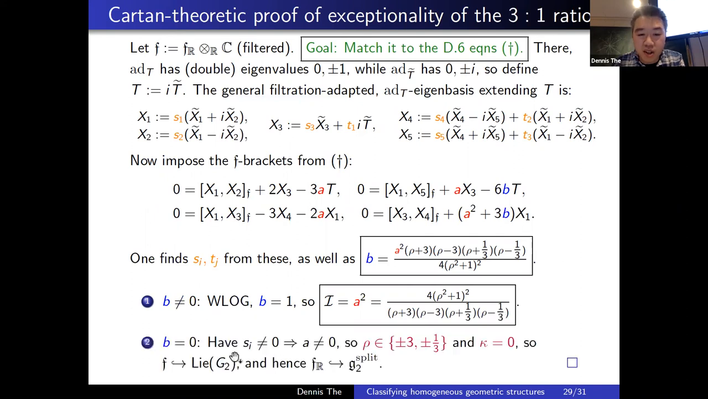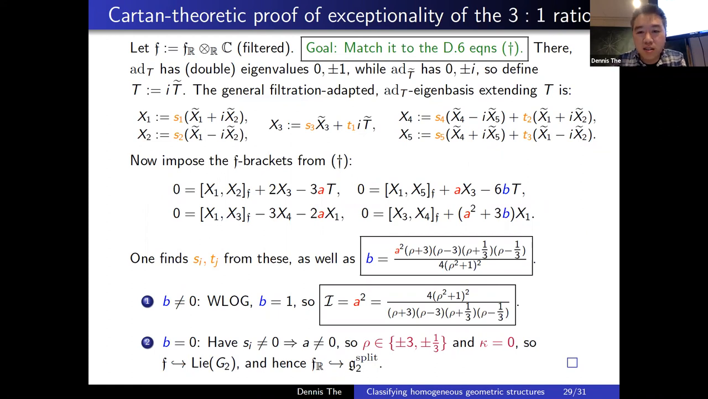But when B is equal to 0, so I have this A popping up here in the calculated expressions for S_i, these should all be non-zero. And it turns out that implies that A should be non-zero. So B is equal to 0 if and only if rho is plus or minus 3 or plus or minus a third. In this case, curvature is 0. So at the complex level, you get some embedding into G2. And this correspondingly tells you that for this real form, you get some embedding into the split real form of G2. And that's the outline of the proof.